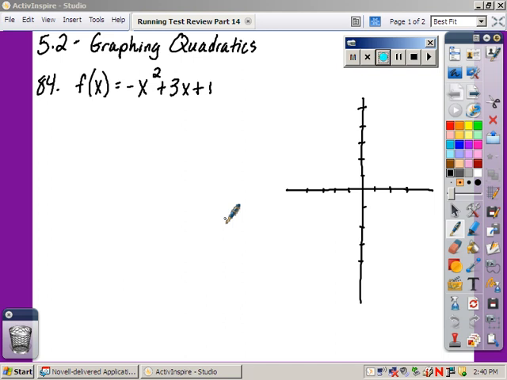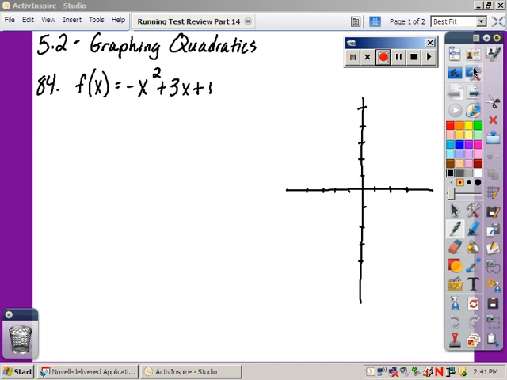Okay, so we're going to do some graphing quadratics. This is the first part of the quadratic test coming up on Wednesday, May 11th. So for graphing quadratics, there's a standardized sort of formula for the whole thing.